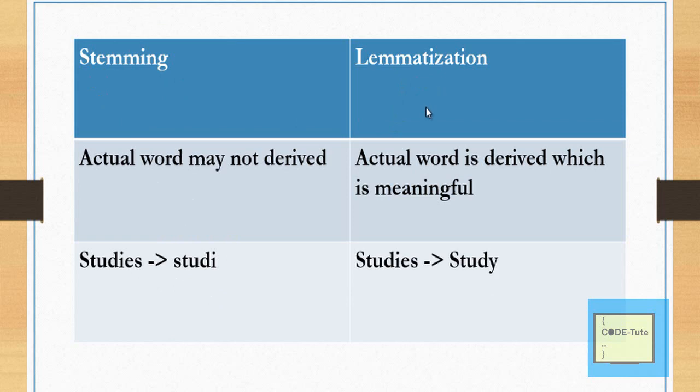In lemmatization, the actual word is derived, which is meaningful. This process refers to a dictionary, and the actual word is derived from the inflected word. So the actual word here is study, right? Instead of just removing the suffix part, it actually derives the root word, that is study. So that is the main difference between stemming and lemmatization. In stemming, we may or may not get the actual root word which has some dictionary meaning, and in lemmatization we always get the actual word which has some meaning.